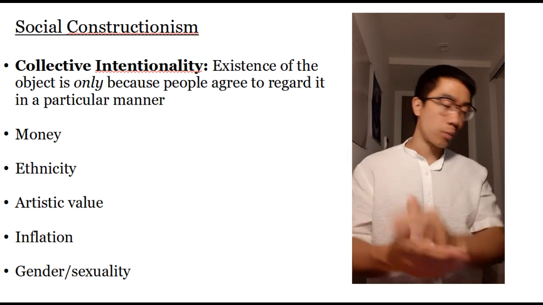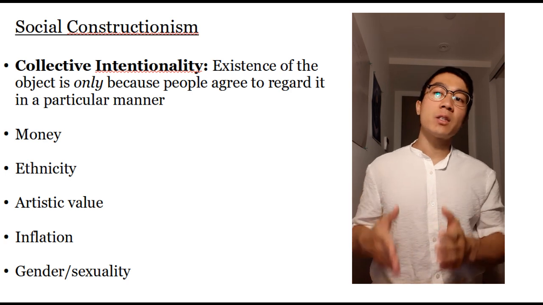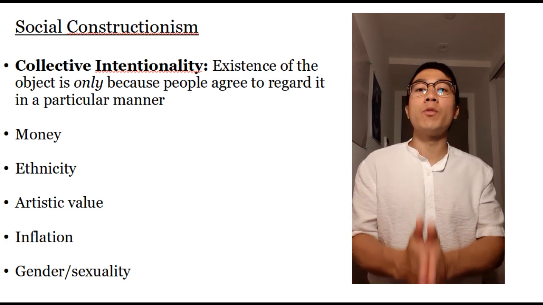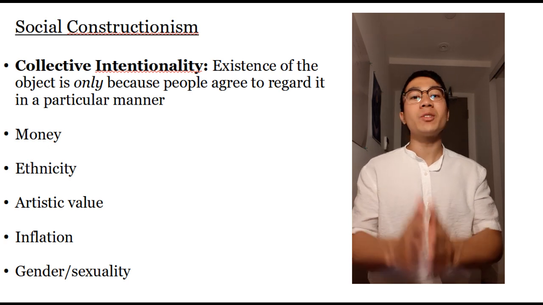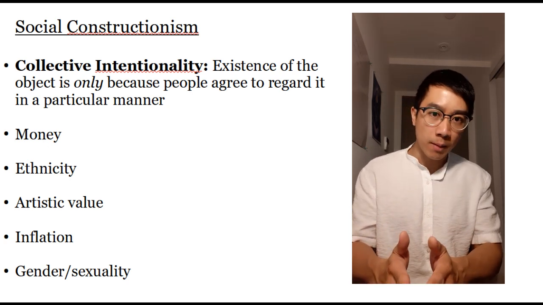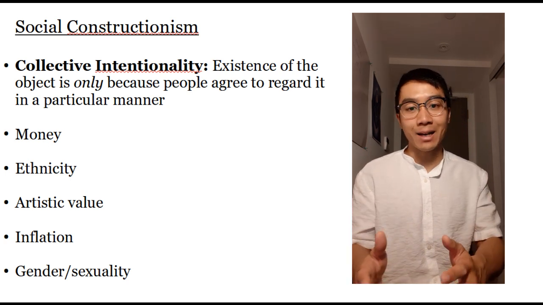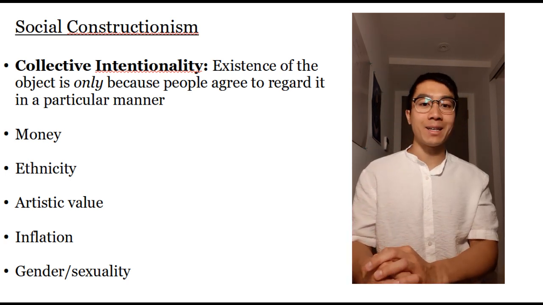So I'm going to define this very precisely here as the existence of the object is only, and I'm going to italicize only, because people agree to regard it in a particular manner. So if people cease coming to regard it in a particular manner, it no longer has the social function or social existence that it does. To use a really clear example, money.